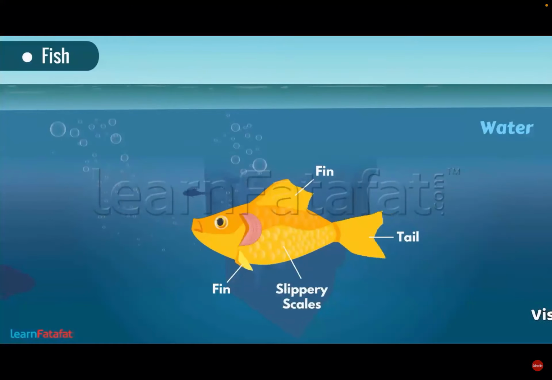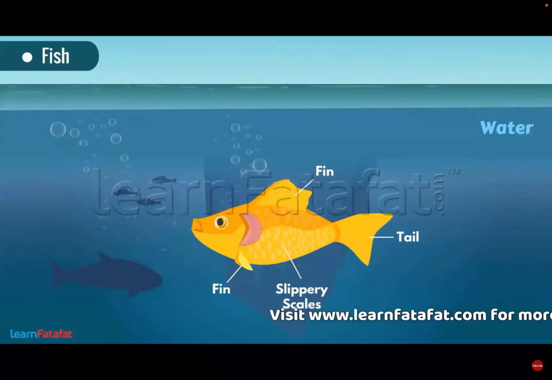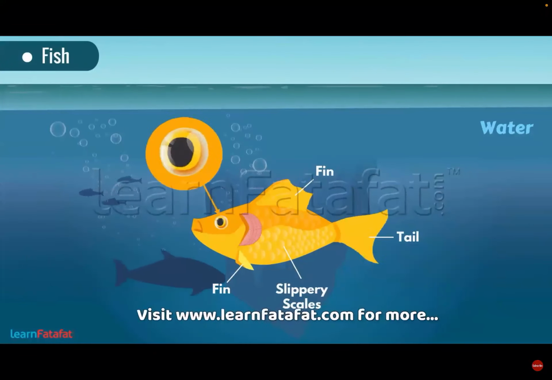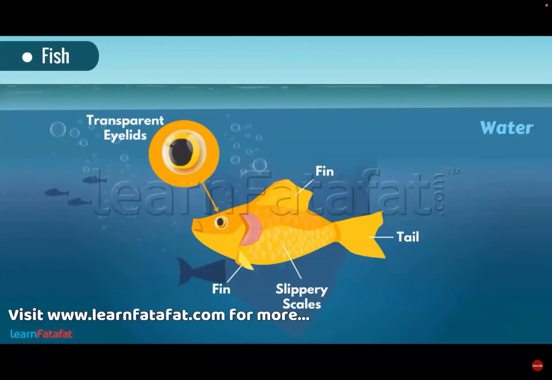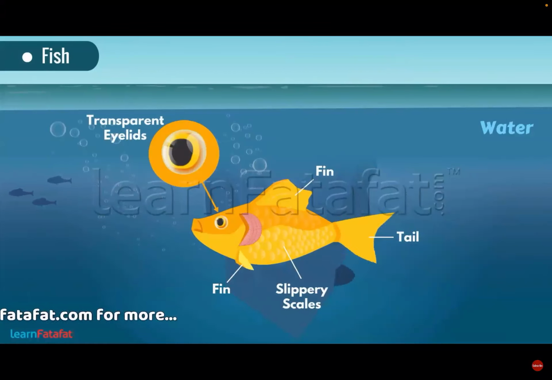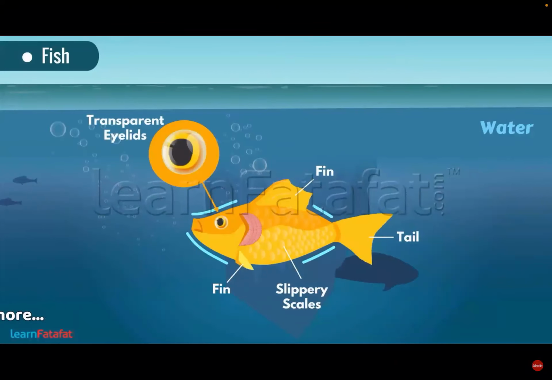They have slippery scales on their bodies, which help in easy movement in water. To see around, they have transparent eyelids. They also have a body which tapers towards both ends. We call such a body a streamlined body. It helps them to swim faster.